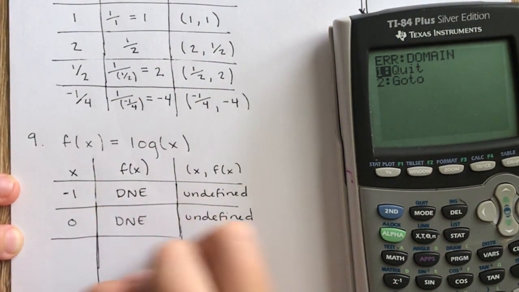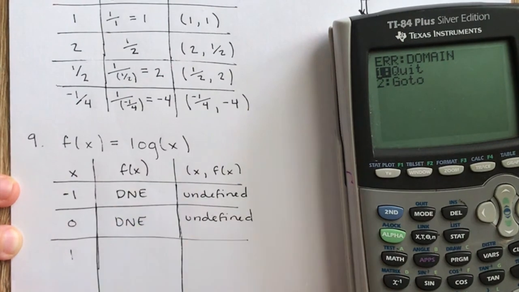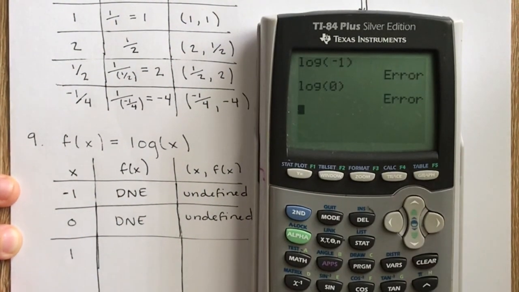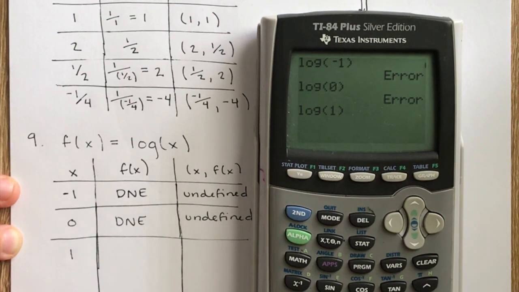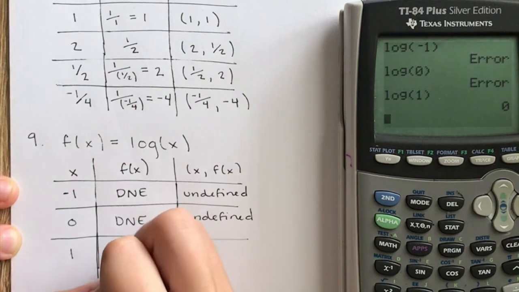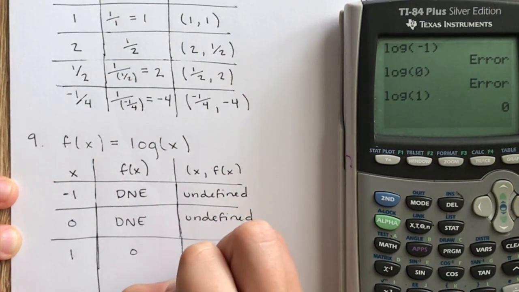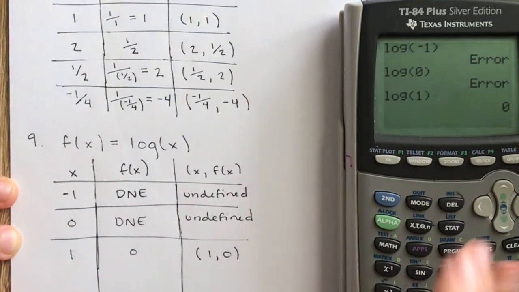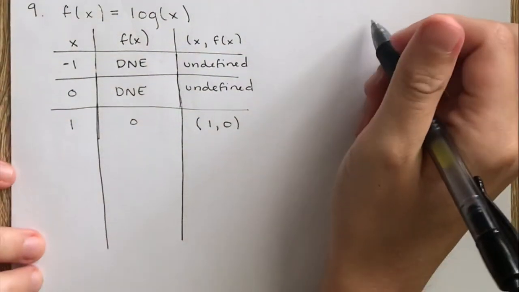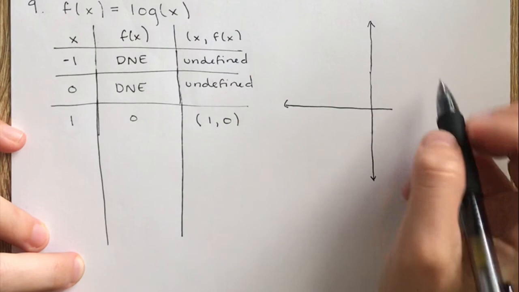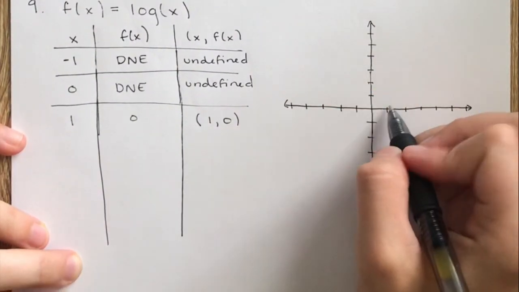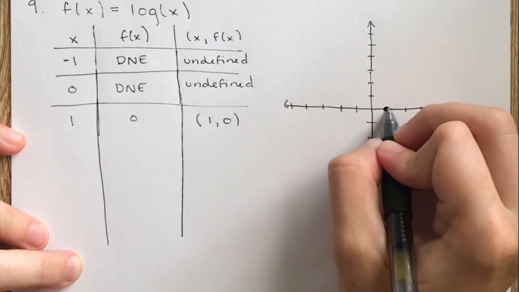All right, let's roll the dice again and try +1. If I take log of +1, I get 0. Great, so I have my first point, and it's (1, 0). So let's go ahead and put that on the graph. (1, 0), I'm here.